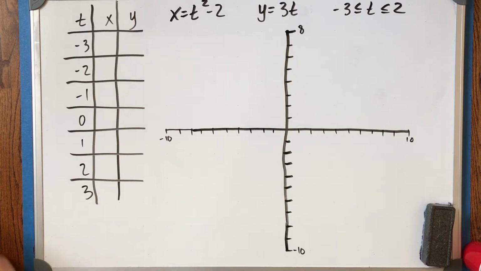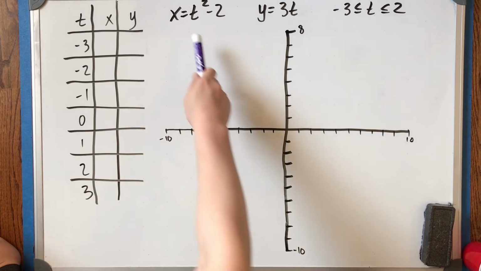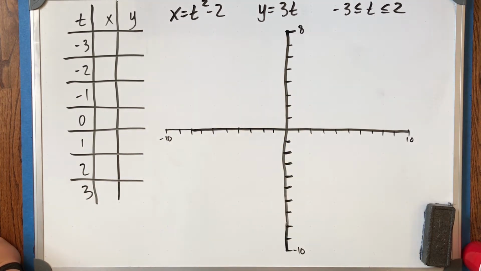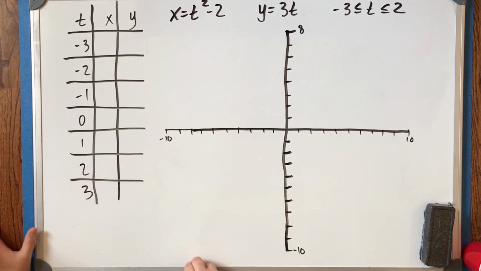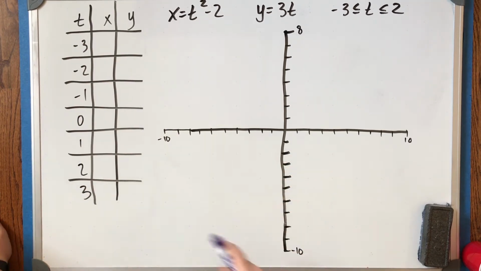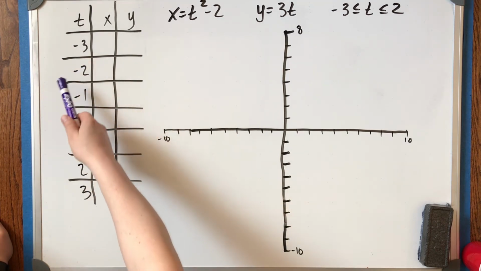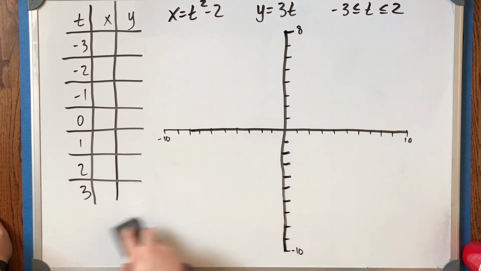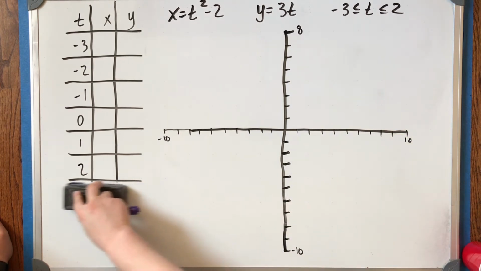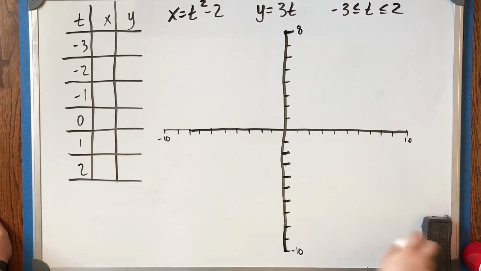So for our first example, we're going to graph these parametric equations. I have x defined by t squared minus 2, and y defined by 3t, and the interval is going from -3 to 2. Over here I have a big table created for us as well as the graph, and I've just picked whole numbers that go between -3 and 2, and I don't need that last one there because the interval stops. And I'm just going to plug values into the equation.